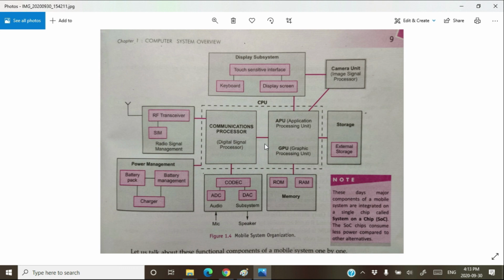And of course, battery power is a very important factor when you talk about smartphones. So hopefully you understood the mobile system organization.